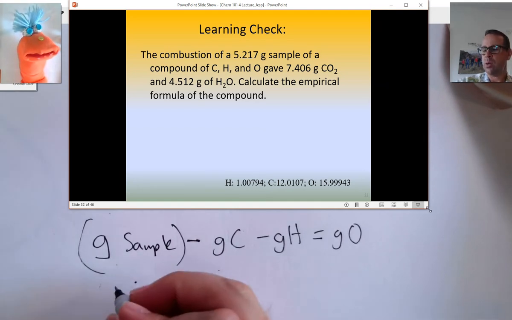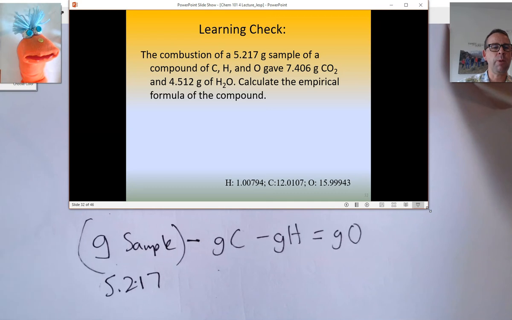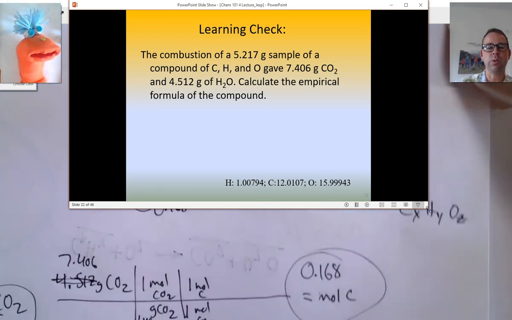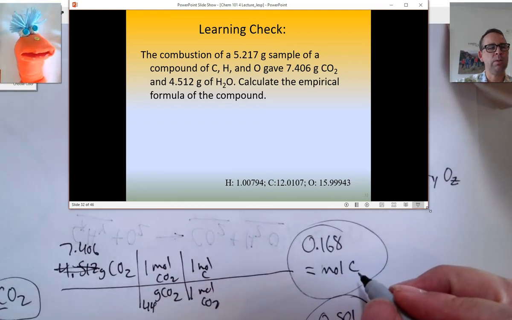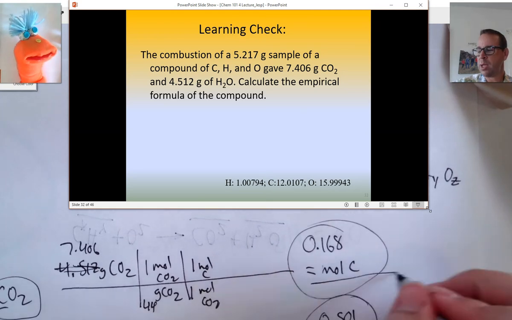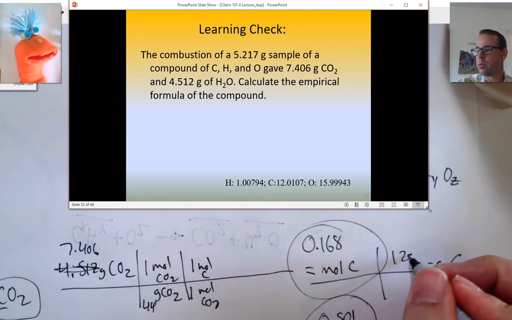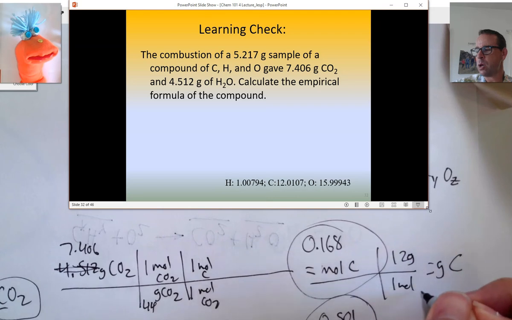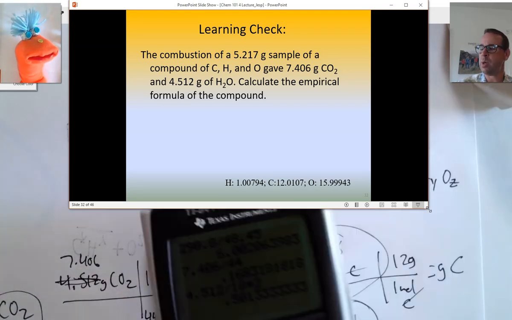Okay, so grams of sample, 5.217, minus grams of carbon. Do we know how many grams of carbon? No, we don't, but we do know how many moles of carbon, 0.168. Does that help me? Well, I guess we can convert it back to grams. Yeah, that's right. That's what we have to do. We have to go to grams of carbon. So there's 12 grams of carbon for every mole of carbon, right? Moles cancel out. So 0.168 times 12.